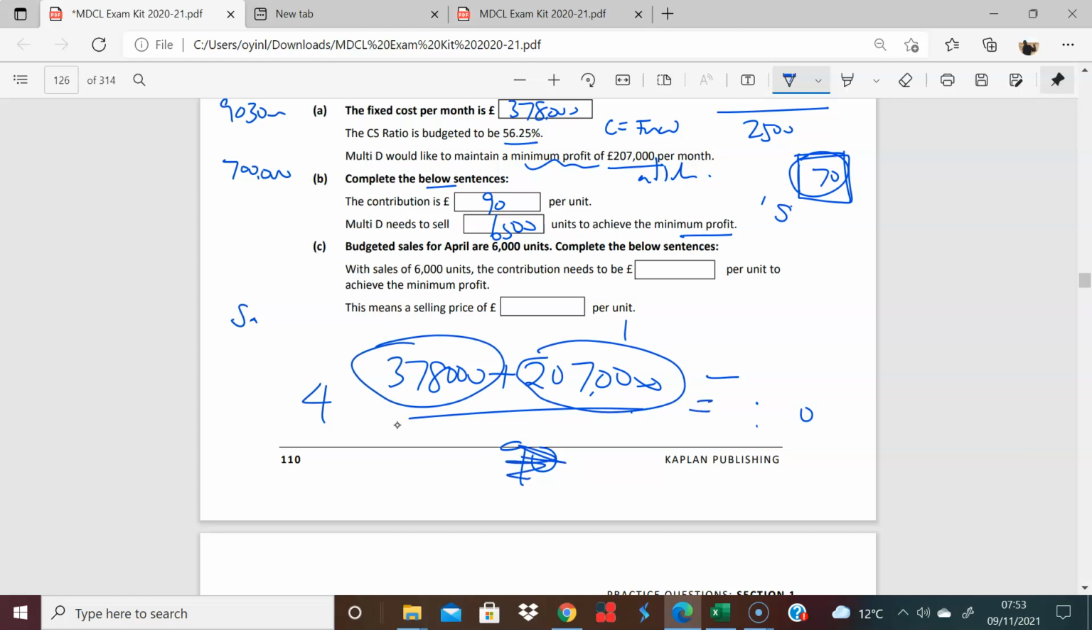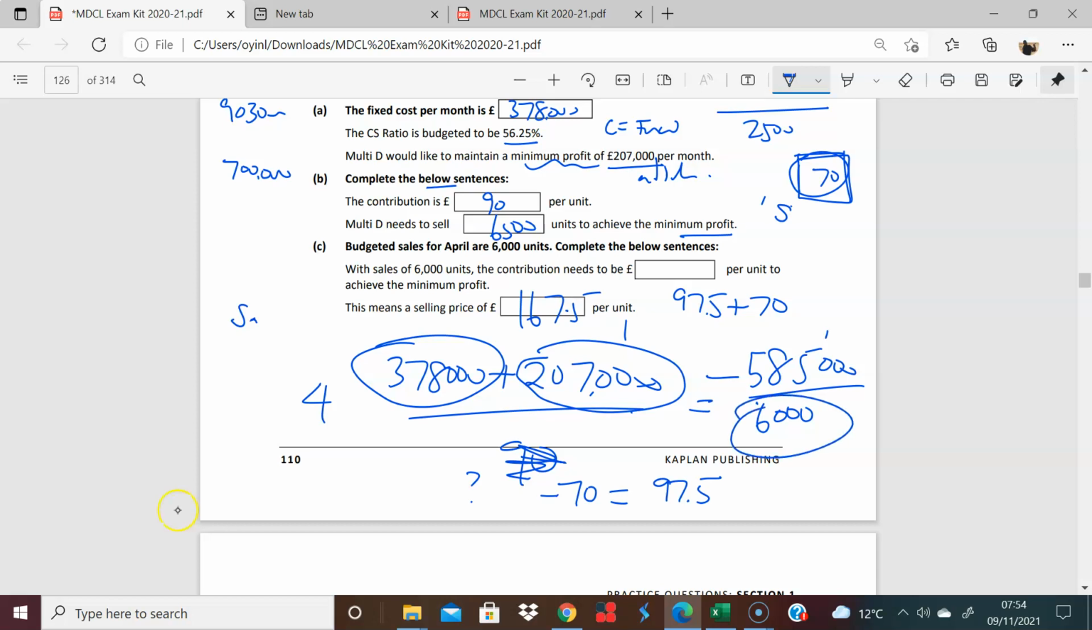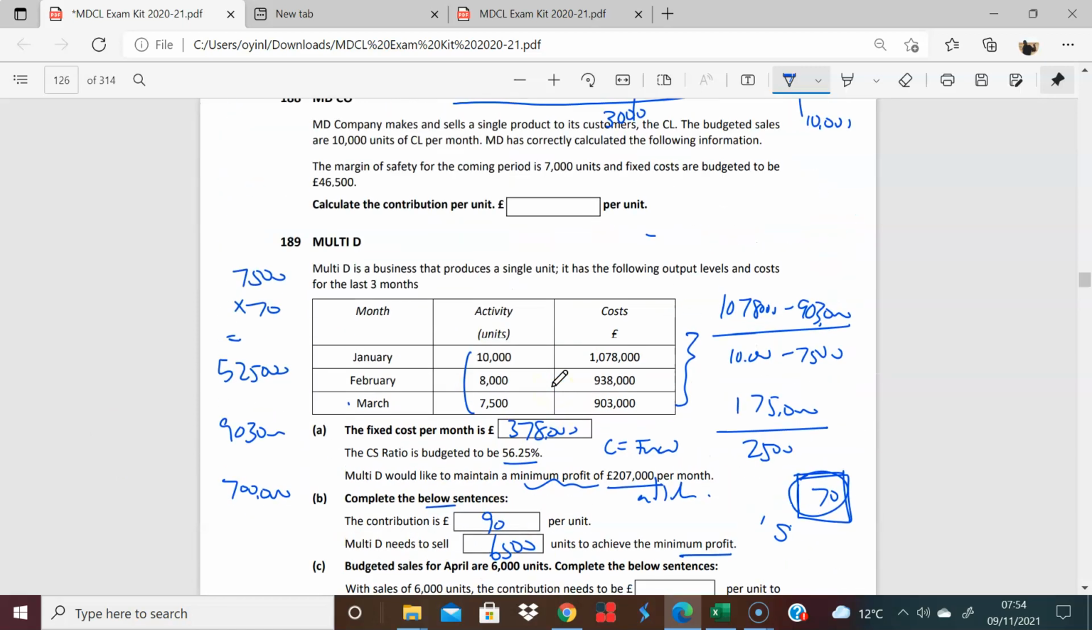So basically, this total fixed cost here of 378,000 plus 207,000, which is 585,000, needs to be covered by those 6,000 units. So in effect, we can find what the contribution has to be, and the contribution has to be 97.5. The good thing is we know what the variable cost is. The variable cost is 70. So the question here is, what is revenue going to be so that we take 70 off to get 97.5? This means we need to do 97.5 plus 70, and that's 167.5 per unit. It's something similar to what we did earlier, where we need to find what the contribution is per unit if we're going to hit that profit. Cool, great stuff.